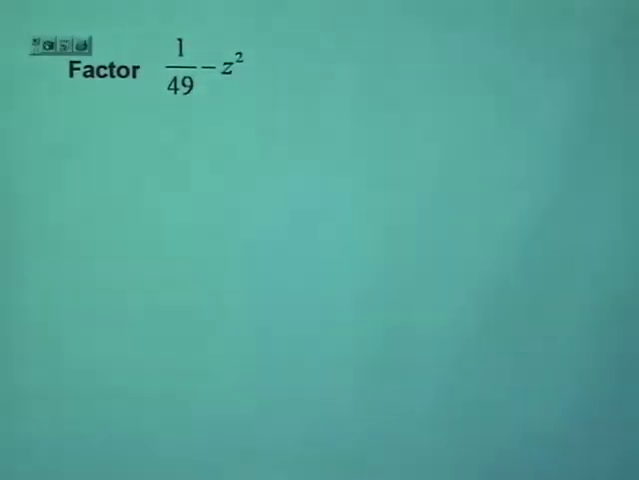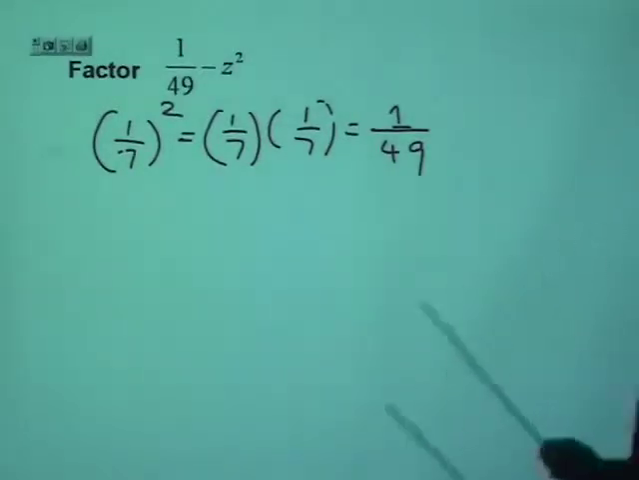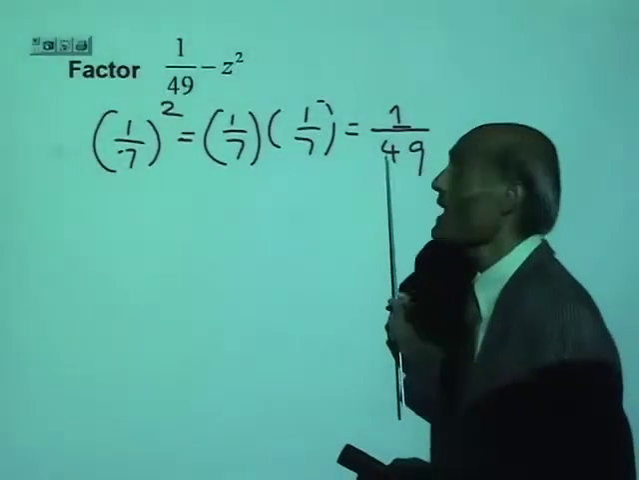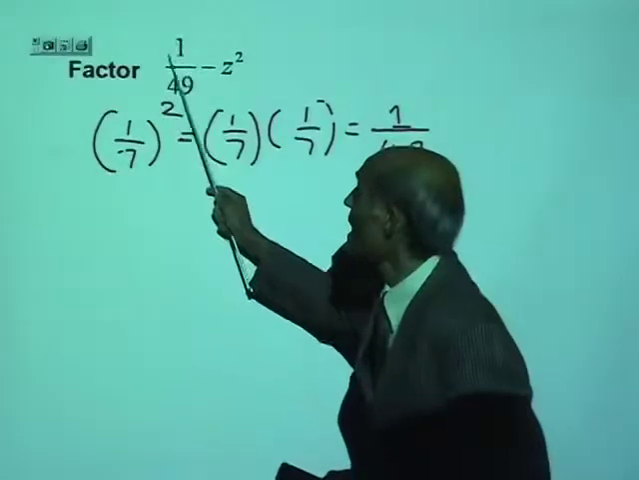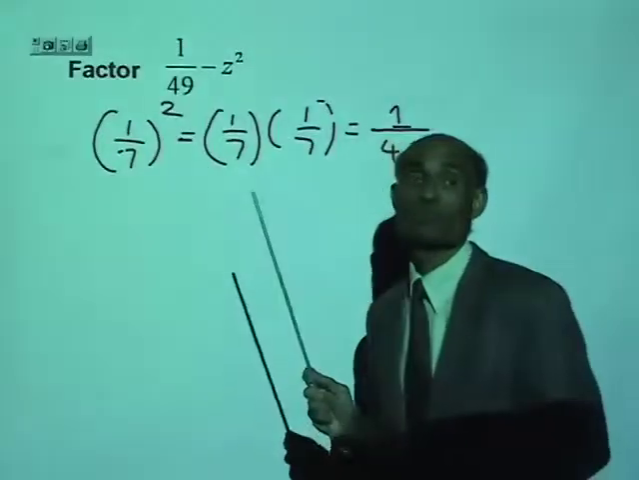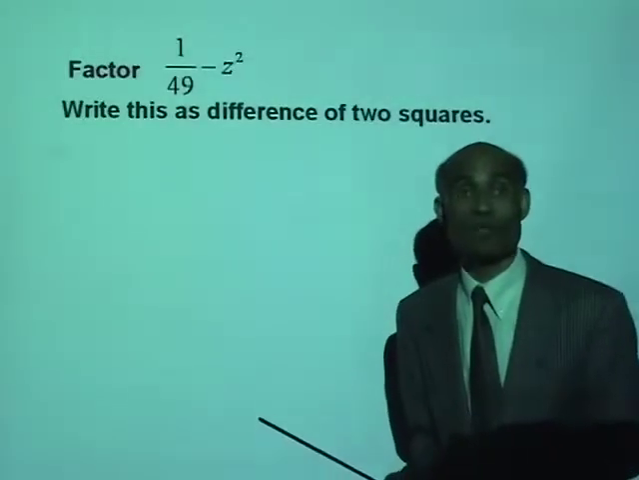Now look at this. 1 over 7 all to the power of 2 is 1 over 7 times 1 over 7. What is 1 over 7 times 1 over 7? 1 multiplied by 1 is 1. 7 times 7 is 49. And you can see 1 over 7 times 1 over 7 is 1 over 49. So 1 over 49 we can write as 1 over 7 all to the power of 2. Okay?